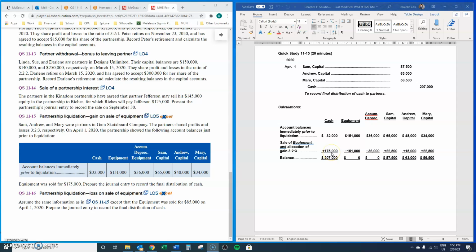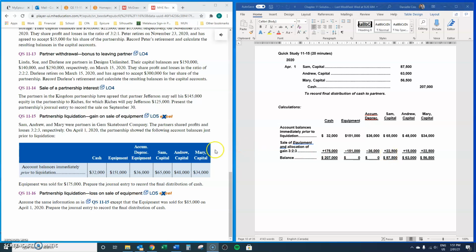So they got $175,000 in cash for equipment that was on the books for $115,000. The difference between the $175,000 and the $115,000 is $60,000. That $60,000 gets spread between the three partners on a 3-2-3 basis.